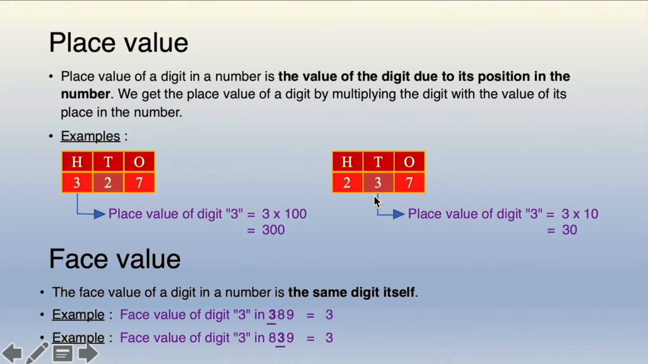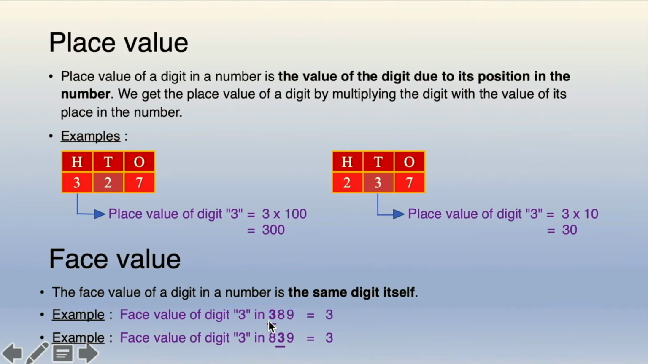So the value of its place is 10. So 3 multiplied by 10 is equal to 30, which is the place value of digit 3 in the number 237. Now face value. The face value of a digit in a number is the same digit itself. So, the face value of any digit in the number does not depend upon the position of the digit in the number.